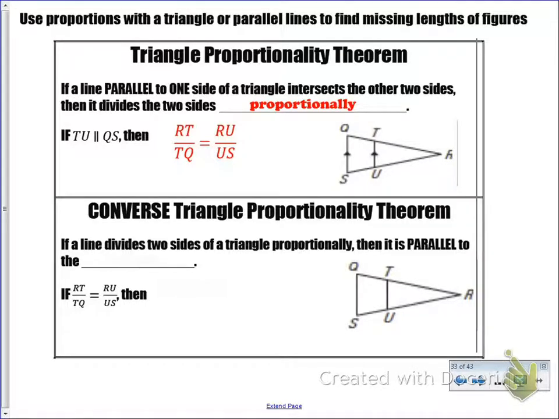So for example, in this particular case, we're given TU and QS are parallel to each other. Here's TU, here's QS, they are parallel to each other. And this is going to divide this triangle proportionally, such that RT over TQ is going to equal RU over US.